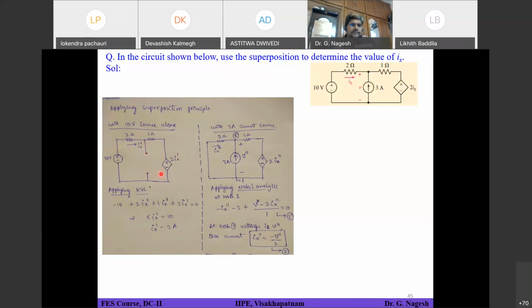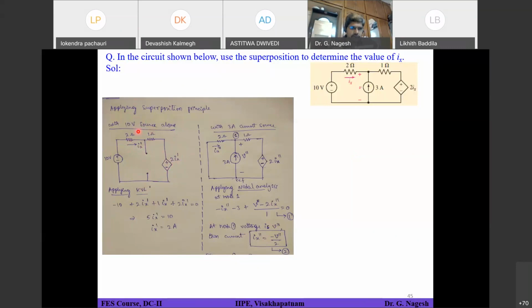So that's the reason if I place Ix dash here, I should place Ix dash here. That means I am depending on the current flowing through the 2 ohms resistor. So if you solve this by applying KVL, you get Ix dash equals 2 amperes. This is not the complete solution because in the question they have asked to find Ix, the current flowing through the 2 ohms resistor.